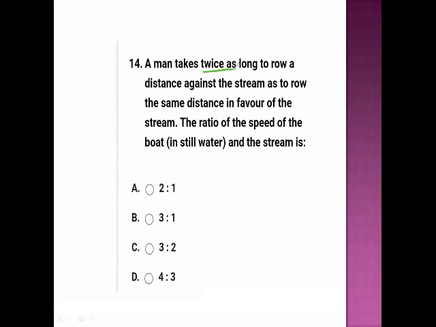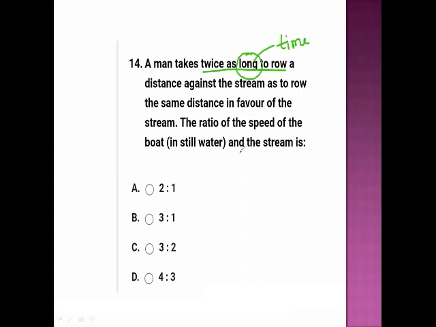A man takes twice as long to row a distance against the stream as to row the same distance in favor of the stream. So whenever there is "as long", it means that it is telling about the time.